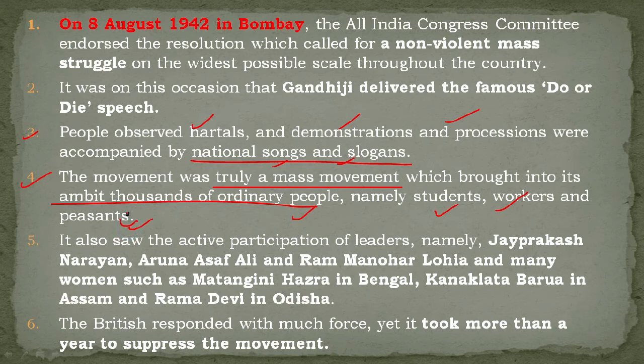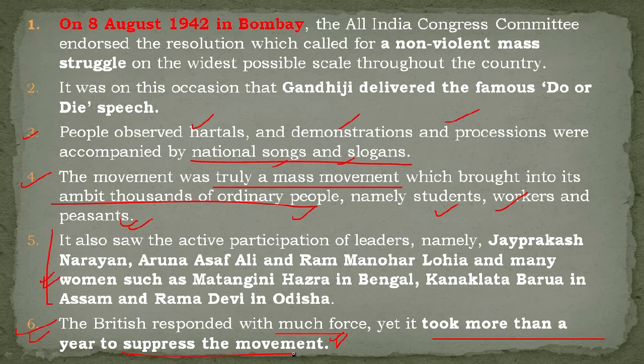Now, this was a movement which brought into its ambit thousands of different kinds of people. They were ordinary people, namely students, workers, and peasants. We see different sections of the society participating in this movement which called for do or die in order to seek independence. It also saw the active participation of certain leaders who have been mentioned here. You can go through this point, and in point number 6 we see that the British responded with much force, yet it took more than a year to suppress the movement.